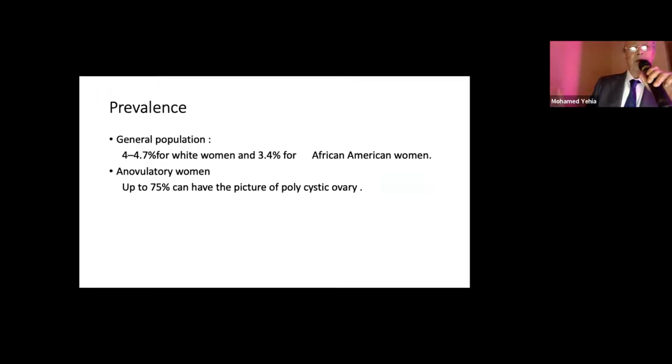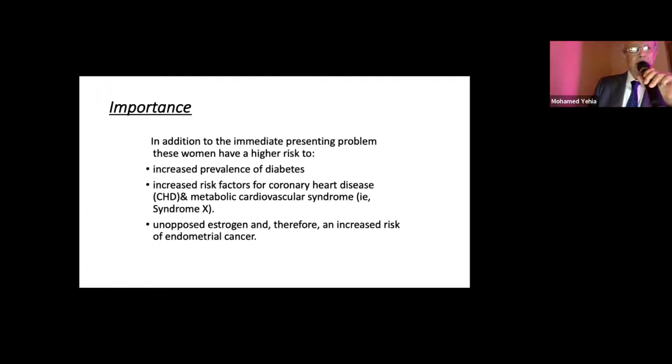Between 4 to 5% of white women or 3.4% of African women have polycystic ovary according to these criteria. However, for us, 75% can have a picture of polycystic ovary. And we have to differentiate between polycystic morphology and polycystic ovarian disease or syndrome.